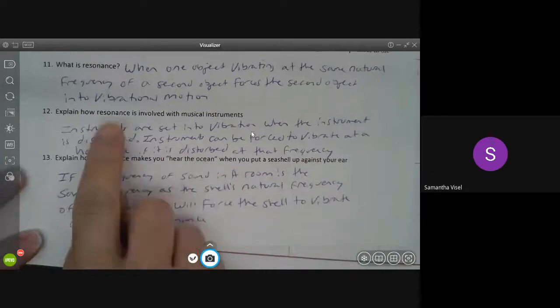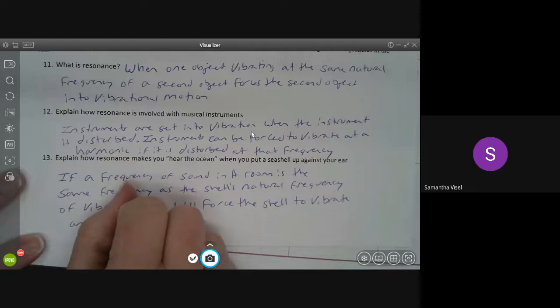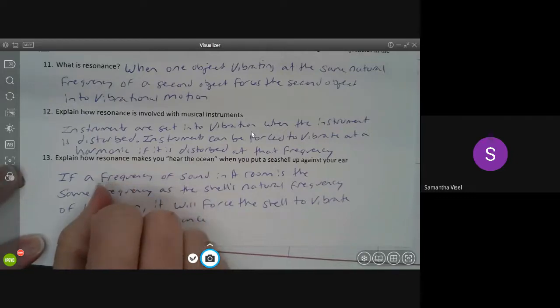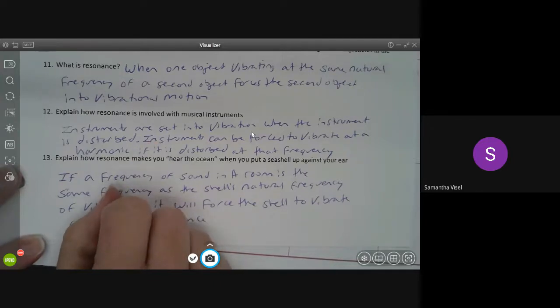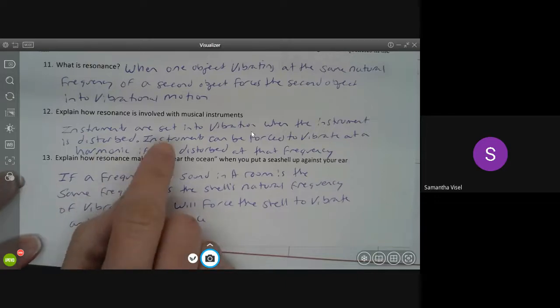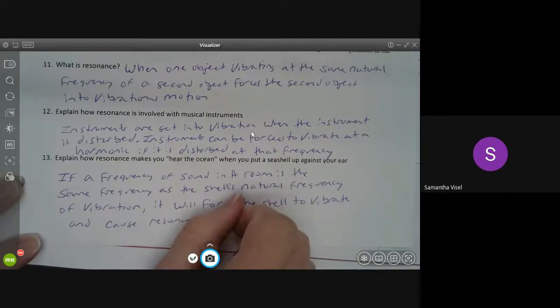So with musical instruments, instruments in general are just set into vibration in some way, shape, or form when the instrument is disturbed. So a smack, a pluck. Instruments can be forced to vibrate. Specifically, the reading calls it a harmonic, if the disturbance on the instrument is set at that harmonic frequency.